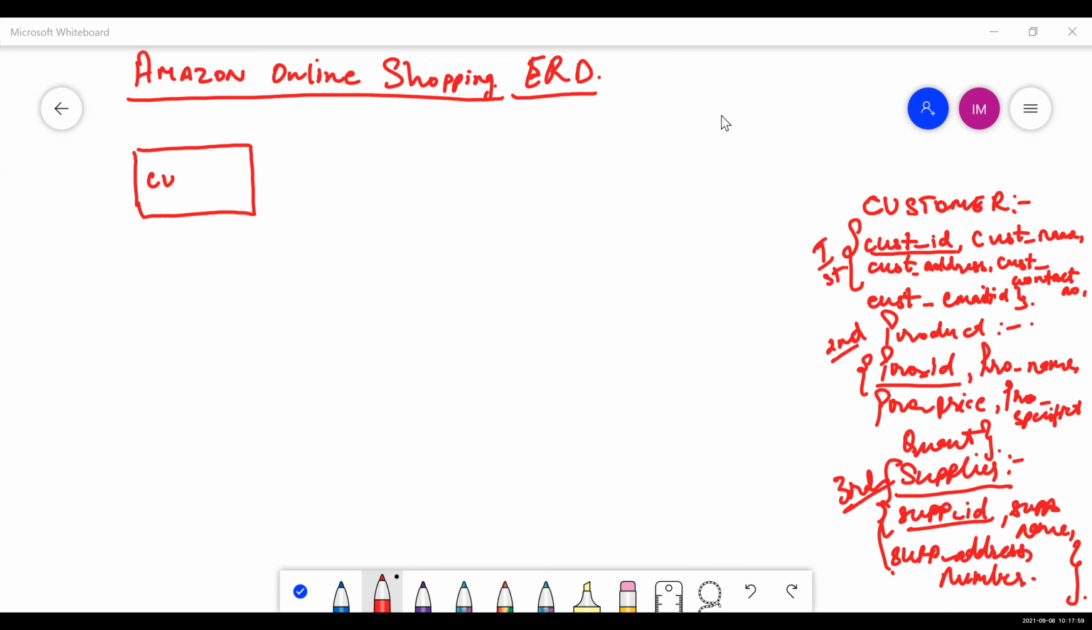Am I audible now? Yes, ma'am. So this is an entity, that is why we are making it in a rectangular form. Then, for now we are making it simple: customer.